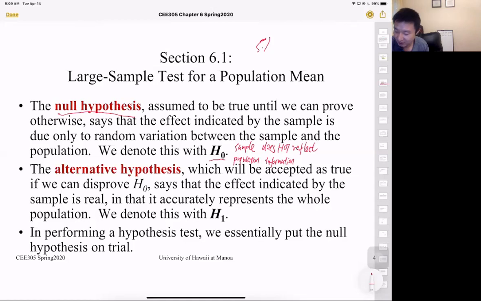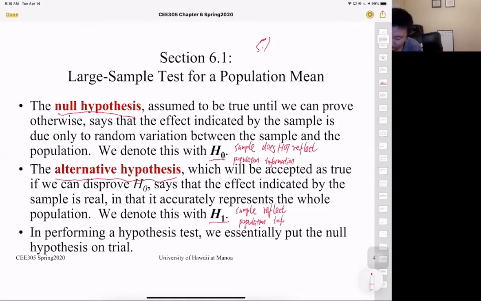Okay. Then we have the alternative hypothesis, which will be accepted as true if we can disprove H0. Okay. So H1 says the effect indicated by the sample is real, which means the sample does reflect population information. Okay, so another name for the alternative hypothesis is H1. So H1 means the sample reflects population information.